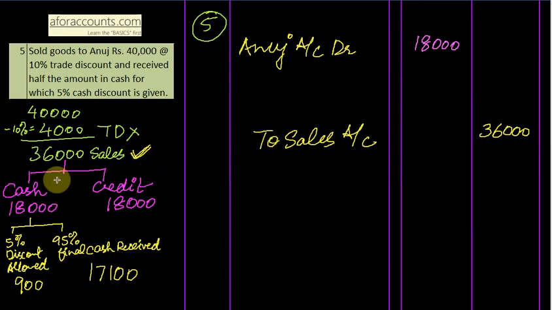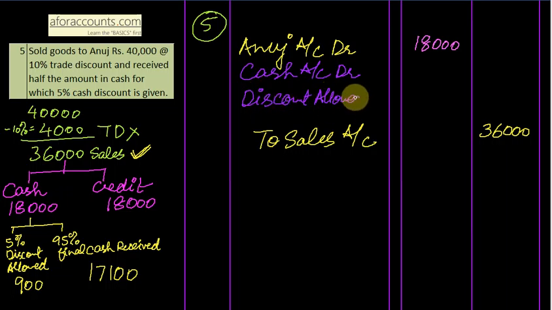Now for rest part, half cash has been received and discount has been allowed. So cash account debit, as cash is coming in, cash account debit, discount allowed account debit. We have also discussed earlier कि कैश का पार्टनर हमेशा डिस्काउंट होता है. यदि कैश डेबिट होगा, डिस्काउंट भी डेबिट होगा. यदि कैश क्रेडिट होगा, डिस्काउंट भी क्रेडिट होगा.